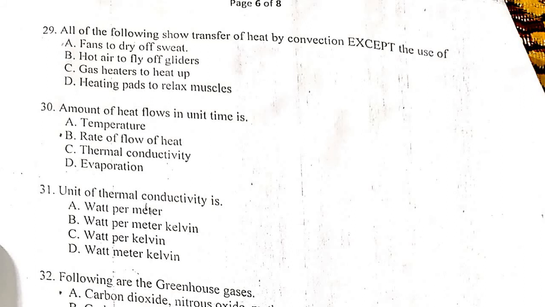All of the following shows the transfer of heat by convection, except for the one. We know that convection is a process of transfer of heat through liquids. So fans to dry sweat involve convection, and hot air to fly off glider, gas heater to heat up, and heating pads to relax muscles. This is the correct answer because heating pads are in contact with the muscles. So through solids, there is a process of transfer of heat that is known as conduction. So option D is the right answer.